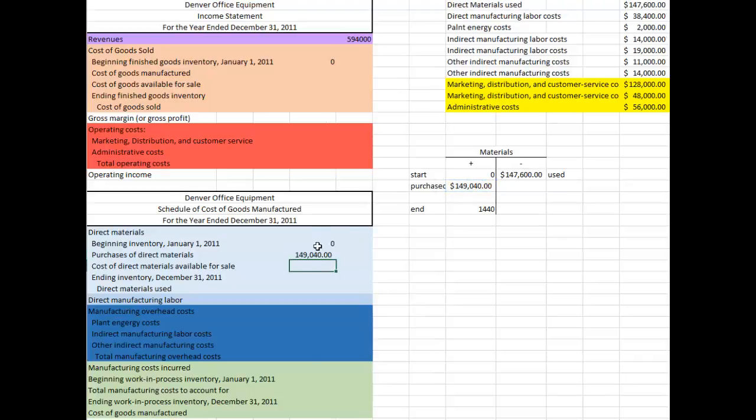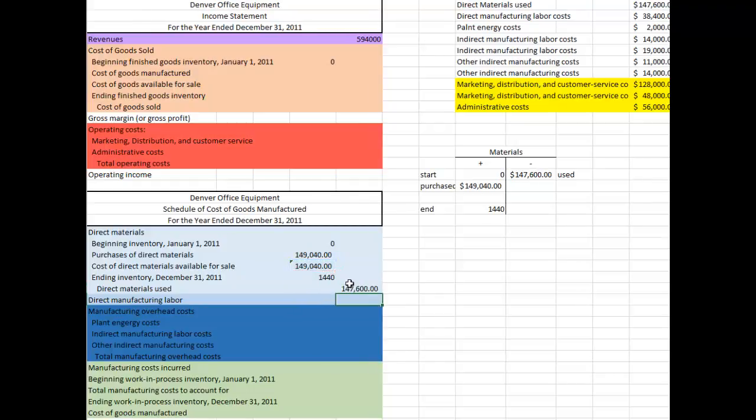And the available materials, the materials available for sale, or actually to use, it shouldn't say for sale, to use in the manufacturing process, is what we started with plus what we bought. So this is a fairly logical calculation here. Less, we subtract the ending inventory on December 31st, and again that came from the first part of this problem, to calculate the direct materials used. So direct materials used is how many I had available to use minus what I had left at the end of the year.